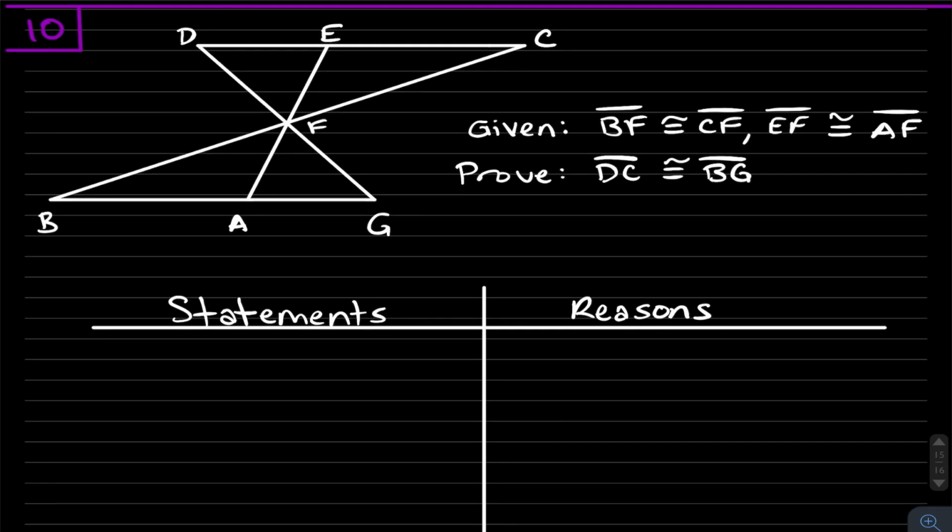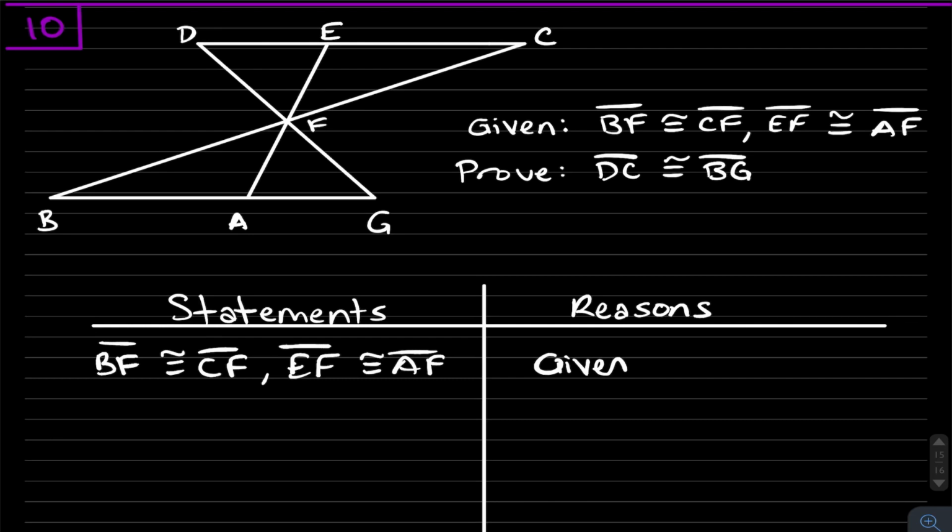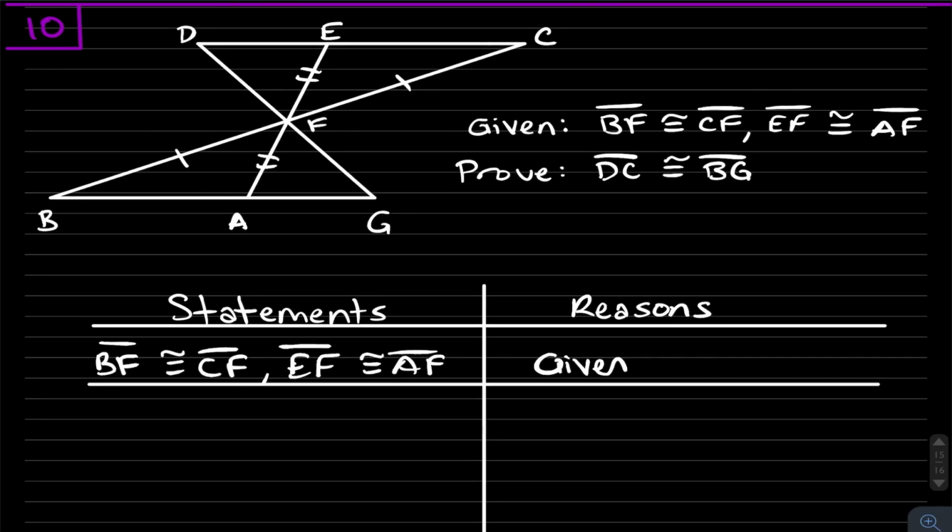But anyways, problem 10 here. So let's go. We got our last problem. We're given that segment BF is congruent to segment CF, and that segment EF is congruent to segment AF. Right, that's given. Cool. So if we mark that here, BF is congruent to CF right here. We have the EF, which right here is congruent to AF right here. Okay, and with that, we want to prove that DC is congruent to BG. So we want to prove that this is congruent to this.